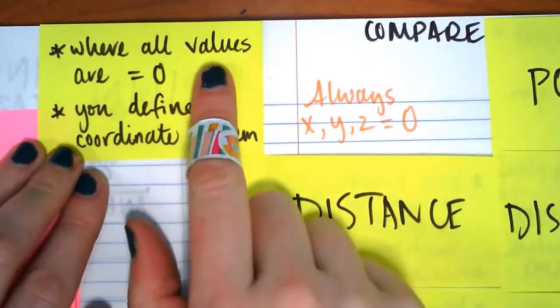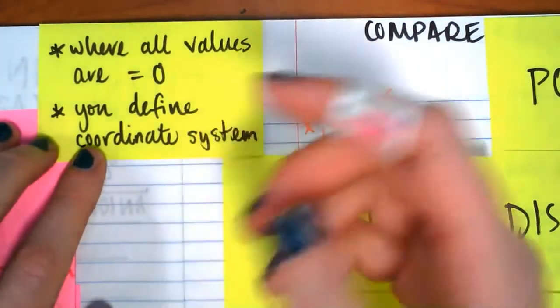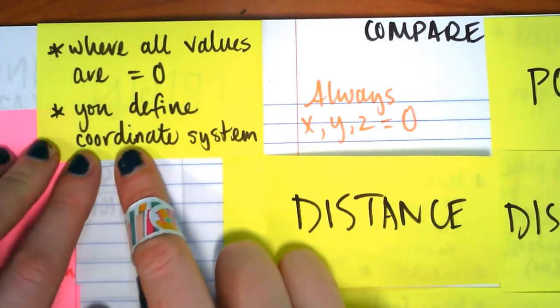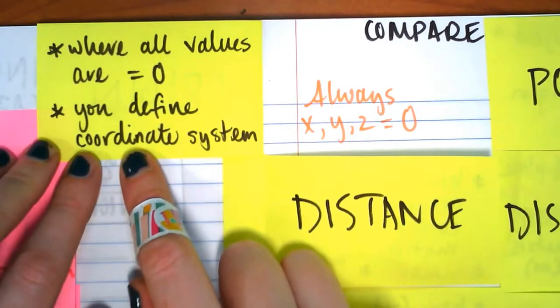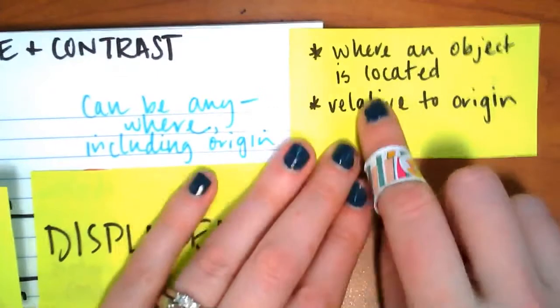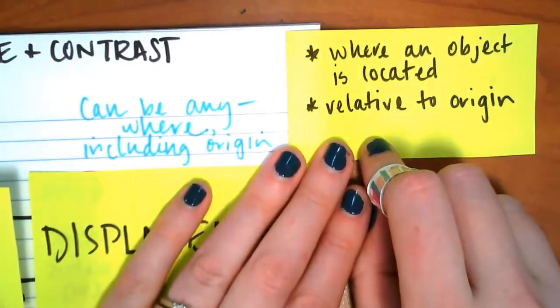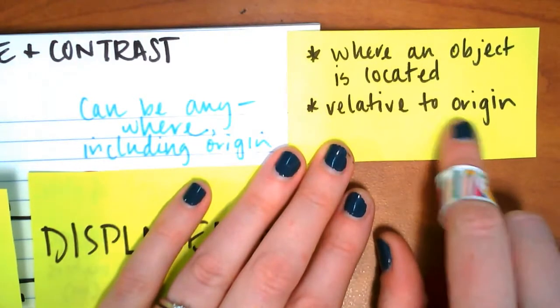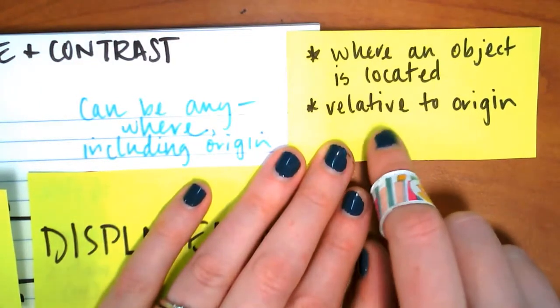This is where all values are equal to 0, especially spatial values. In physics, you define the coordinate system, so you set where the origin is. Position, on the other hand, is where an object is at a specific instance in time. This location is relative to the origin. Without having an origin, you cannot measure the position of an object.